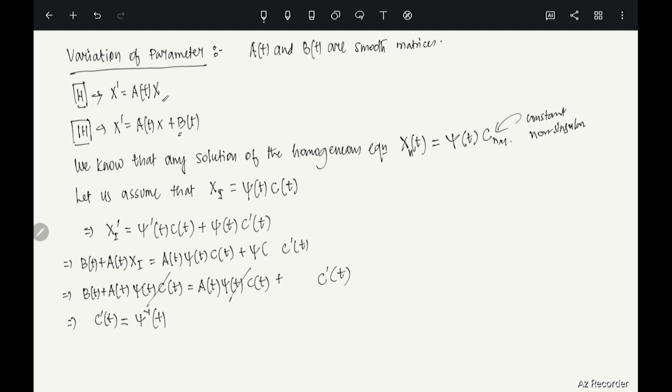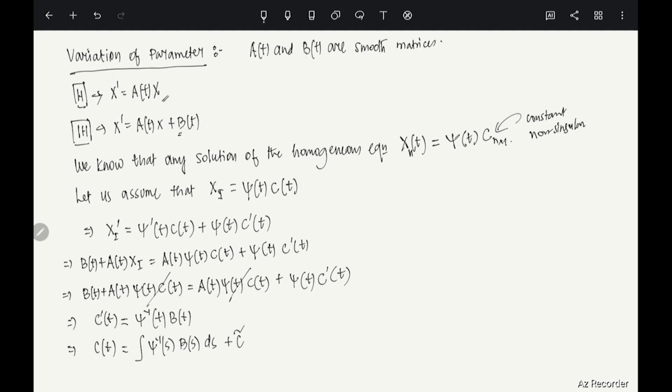I made a mess here. So this is t phi of t. So c prime of t is nothing but phi inverse of t, b of t, right? So therefore what is c of t? This is nothing but the integral of phi inverse of s, b of s, ds plus some constant c. It's a constant matrix, let's just call it this.